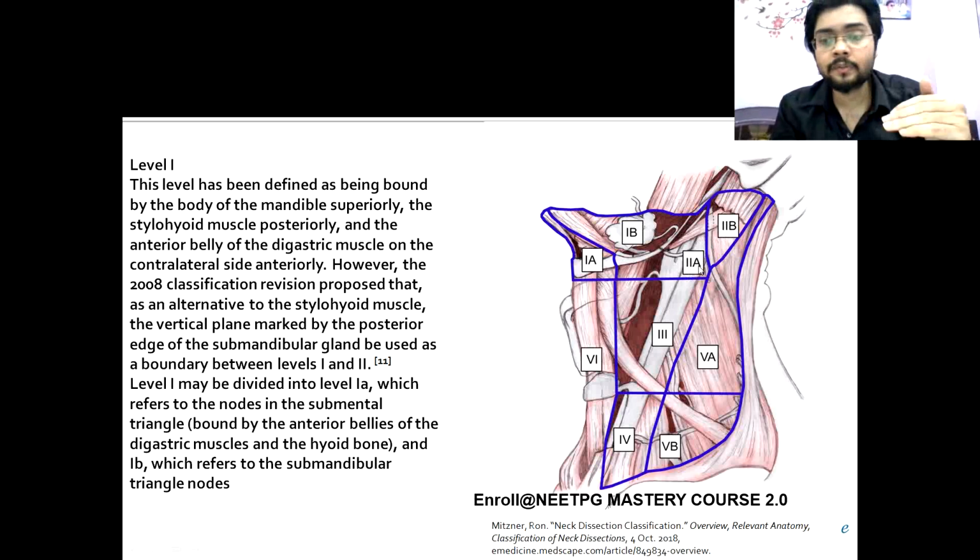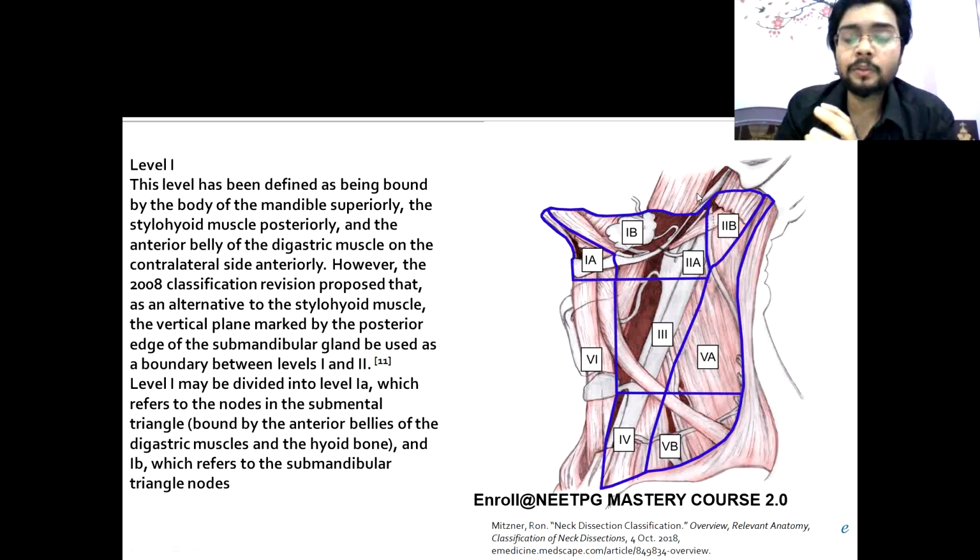2A is antero-inferior to the spinal accessory nerve, which goes here, and 2B is supero-posterior. So this is 2B, which is superior and posterior to the spinal accessory. So here the spinal accessory nerve divides level 2 into 2A and 2B. So very important. And 2B is a little difficult to remove lymph nodes from. So that is why 2B is important, and also in rare cases 2B is involved.